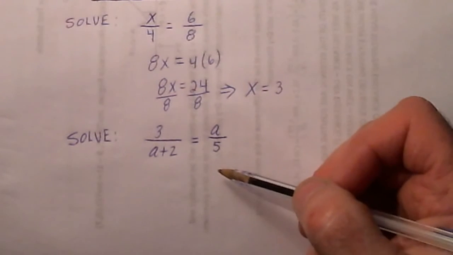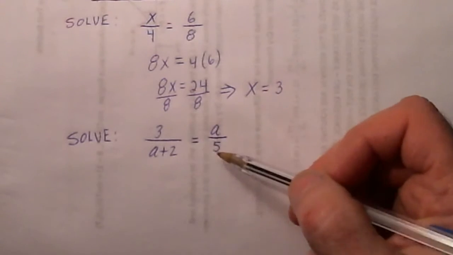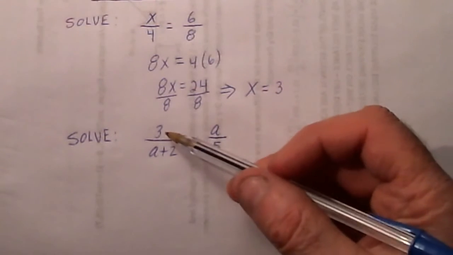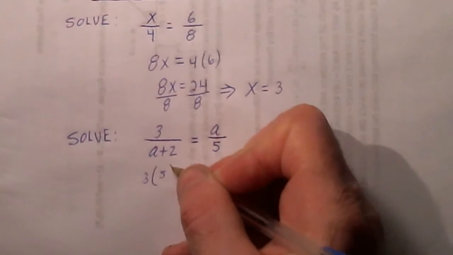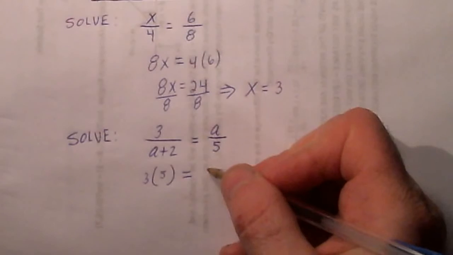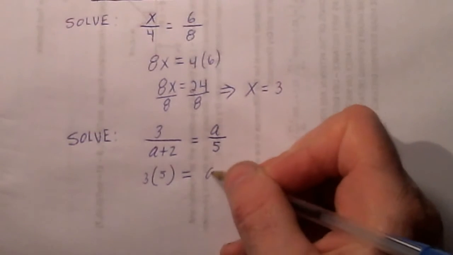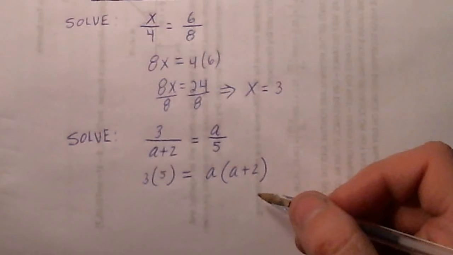All right, ladies and gentlemen, we're going to try to solve this proportion for the variable a, and to do so, since it is a proportion, we can cross multiply and equate the cross products. So we take 3 times 5, and I set that equal to a plus 2 times a. I'm going to put the a in front of the factor a plus 2. And this is the equation that we're going to have to solve now.